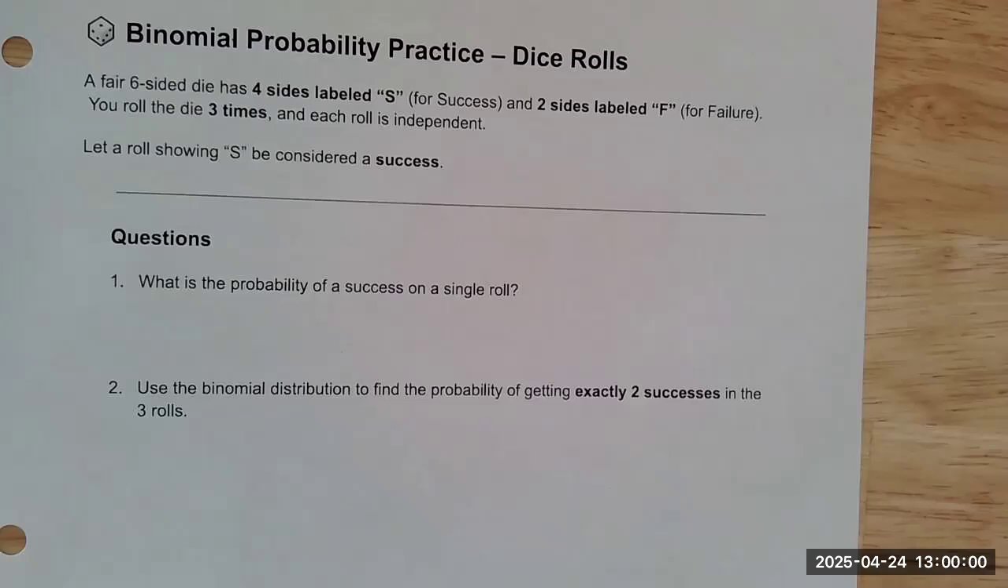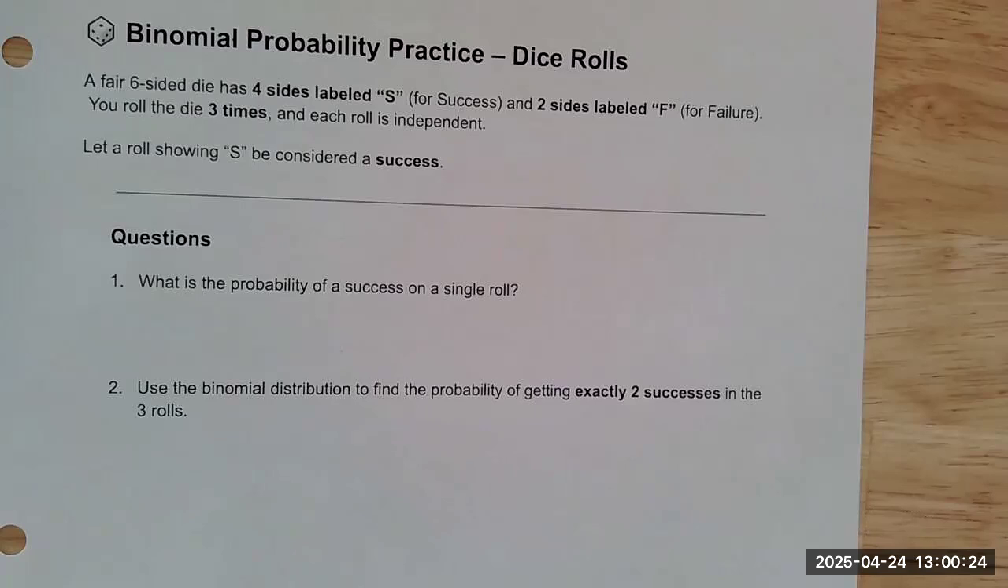A fair six-sided die has 4 sides labeled S for successes and 2 sides labeled F for failure. I chose those specifically because when we're talking about binomial theorem problems, we talk about probability of success and probability of failure. So I was trying to be a little symbolic here. So we got successes and we got failures happening.